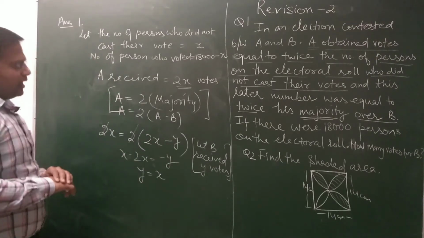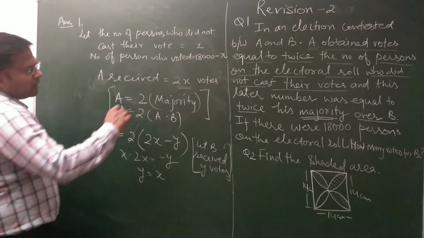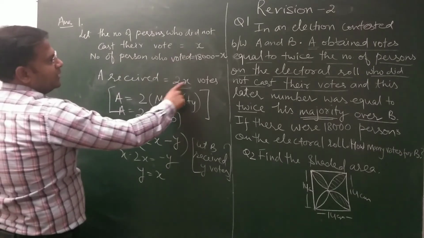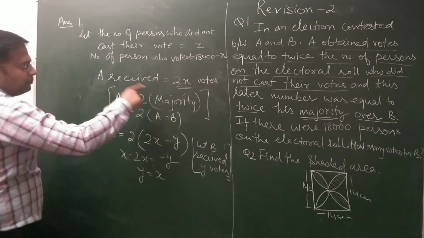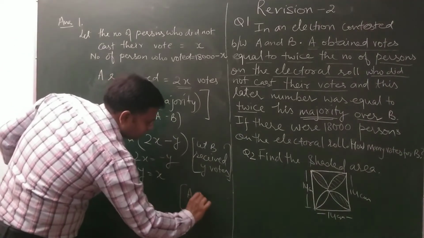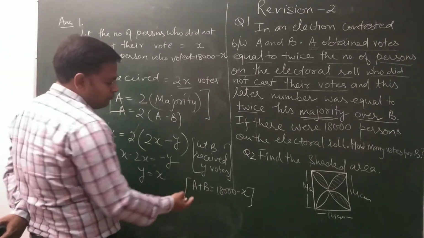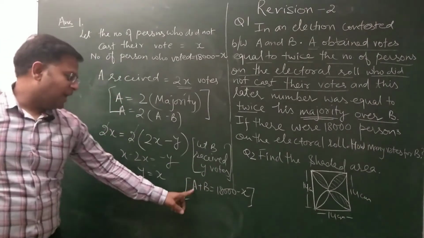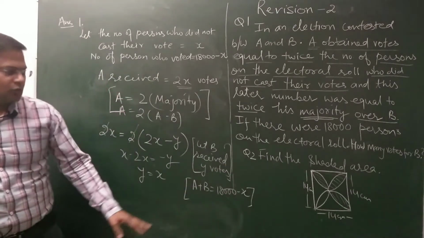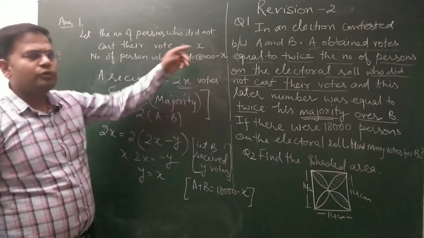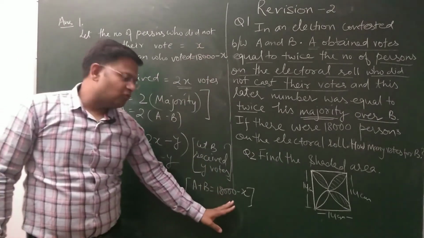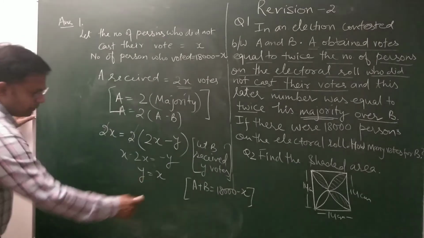Now you can see you have come to this, that y equals x. So y means the votes that B has received, and 2x is the votes that A has received. So as per the question, you know A's votes and B's votes. Now we have to come to the total number of votes that A and B received. A and B received a total of 18,000 minus x votes. Why am I doing 18,000 minus x? Because x are the number of people who did not vote, so they must not have cast these votes. So total votes are 18,000 minus x. So we simplify this condition.